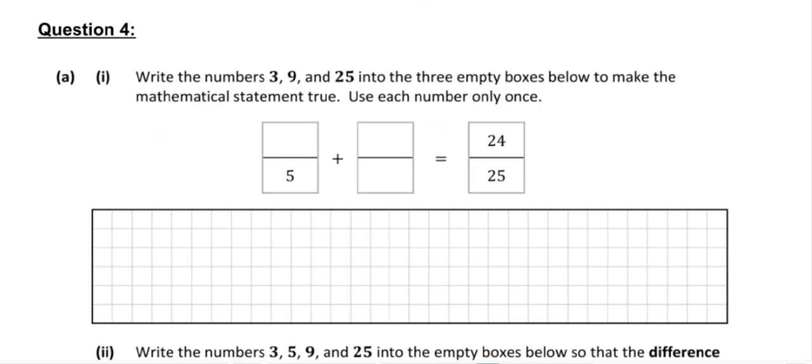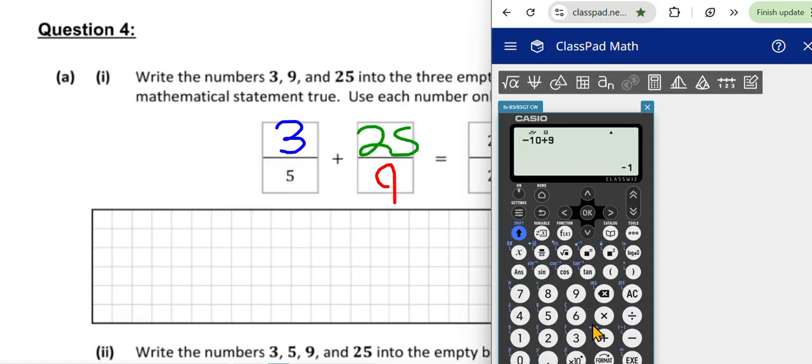So you could do a bit of trial and error here if you wanted. Do you know what I mean by trial and error? So what numbers do I have? 3, 9, and 25. So, what happens if I do this one? Do you think it will work or not work? How'd you know though? I could try it out, couldn't I? That doesn't work. Go again.